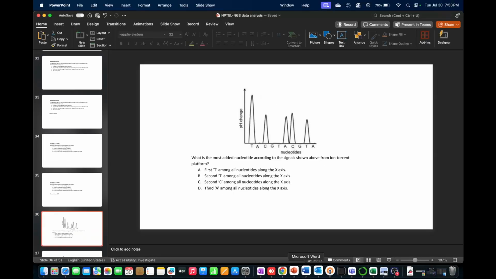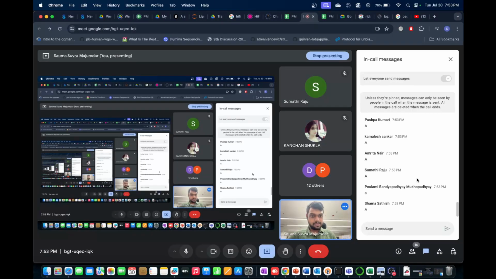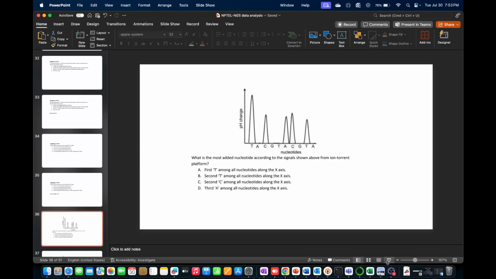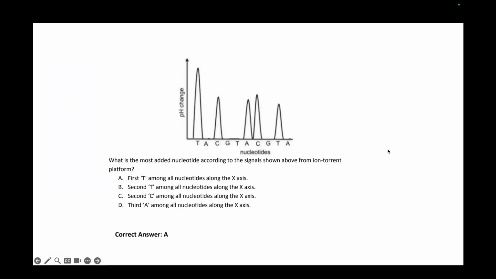Okay, let's see. Do we have any answers? Yeah, because it has the highest peak. This is very simple. Because the pH change is maximum, that's the most added nucleotide according to the signals here. So yeah, it's quite simple.